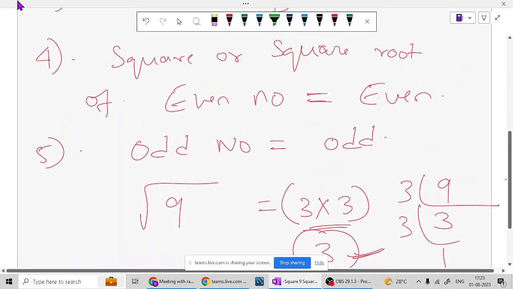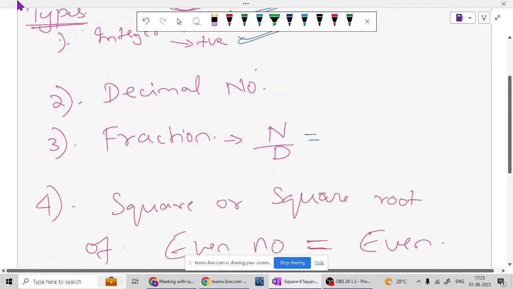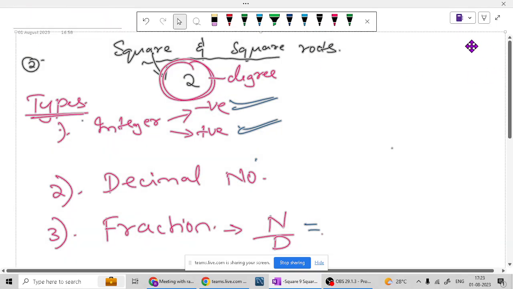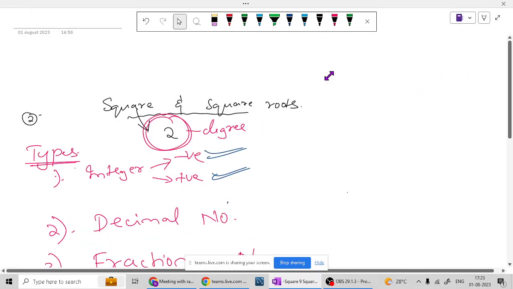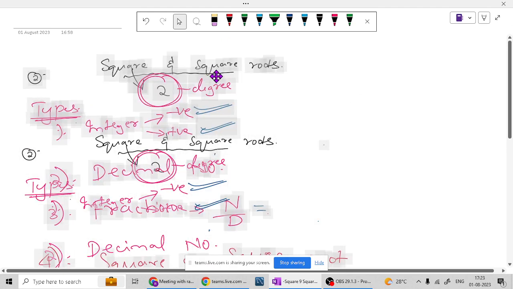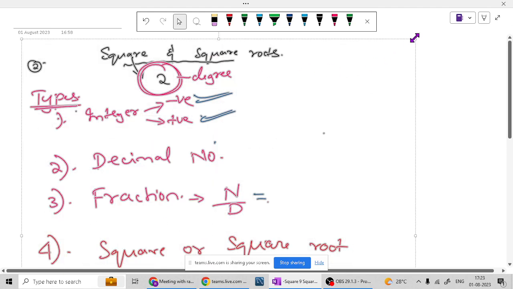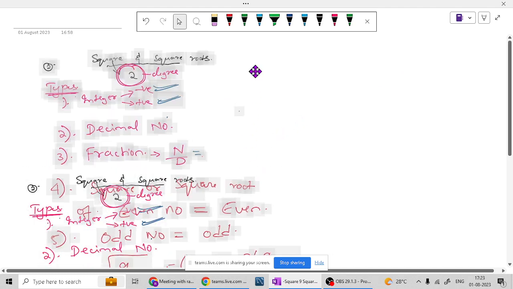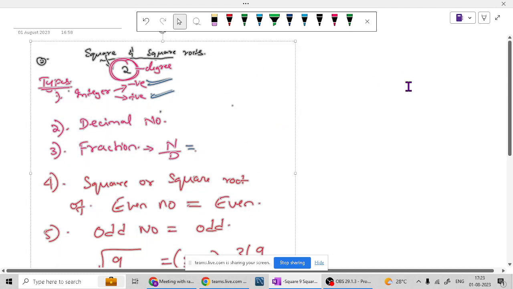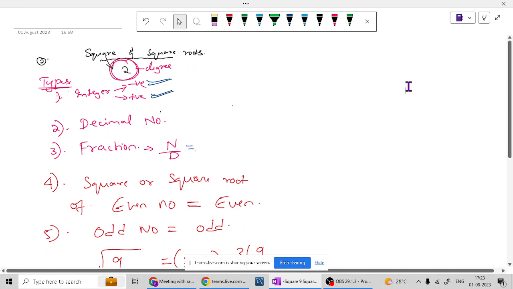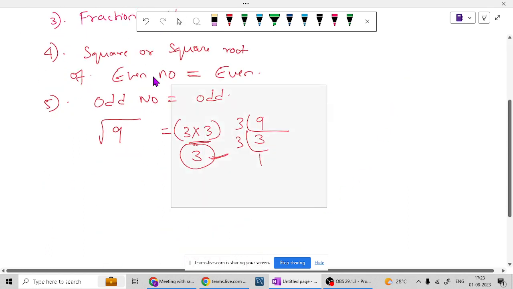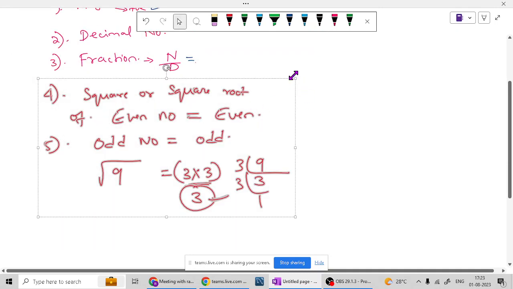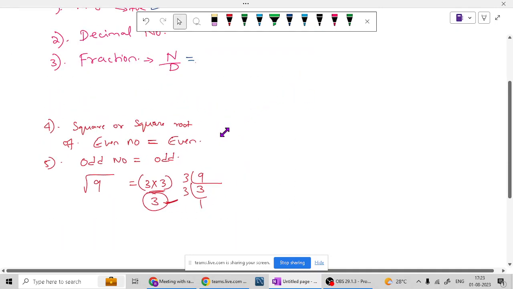So we studied what is a square and what is a square root. For a square, what is the degree? It's 2. Any number which has to be multiplied twice, so the degree will also be 2. And which method do we use to find the square root? Prime factorization method. Good. These two things you remember.